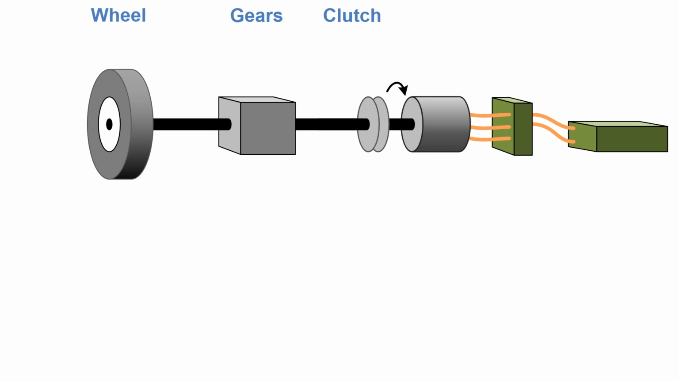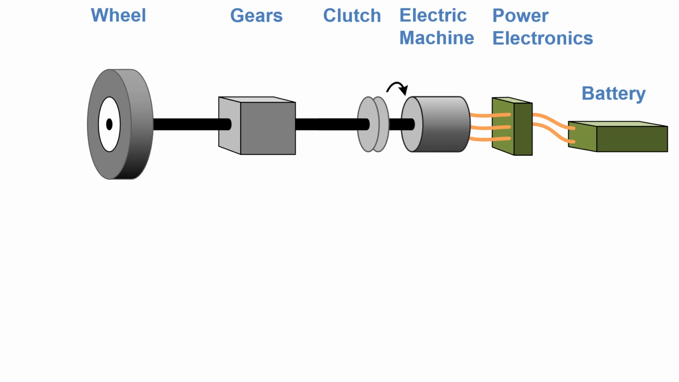Then we replace them with the battery, replacing the fuel tank, the power electronics, converting the battery's direct current into alternating currents for the electric machine, and the electric machine, converting electric power to mechanical power. The electric machine is capable of operating and producing torque at speeds all the way down to standstill. Therefore, there is no need for a clutch in a battery electric powertrain. Then we get this layout of a battery electric powertrain.